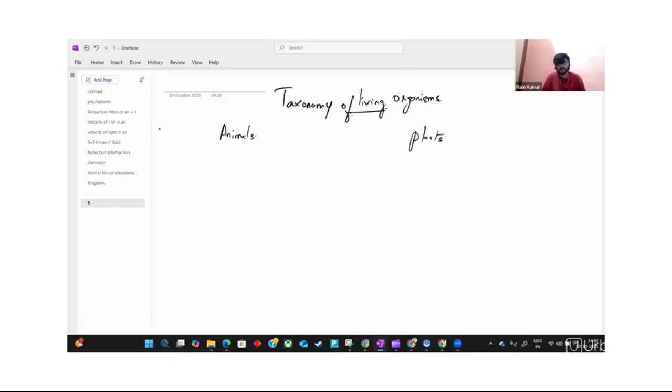So based on that, the first thing is its characteristics. The second one is its morphology. Based on the characteristics and morphology of the animals and plants, they are classified. That's why it is called the taxonomy of living organisms.